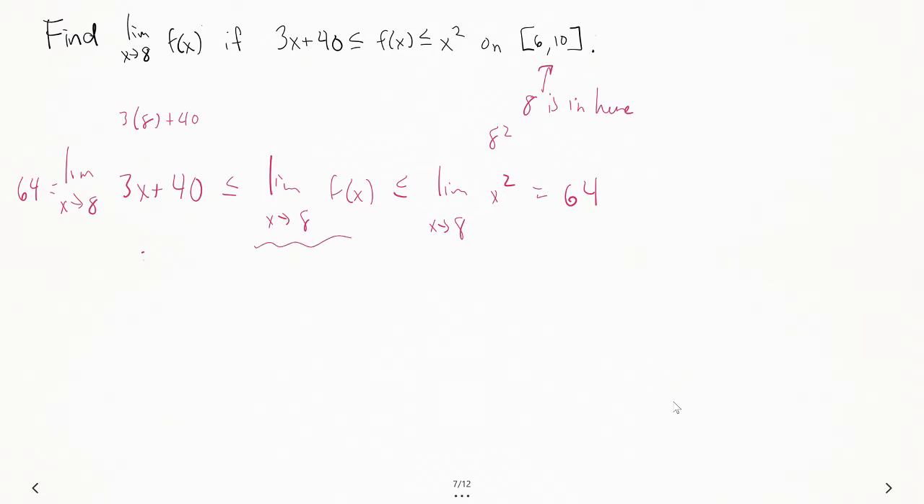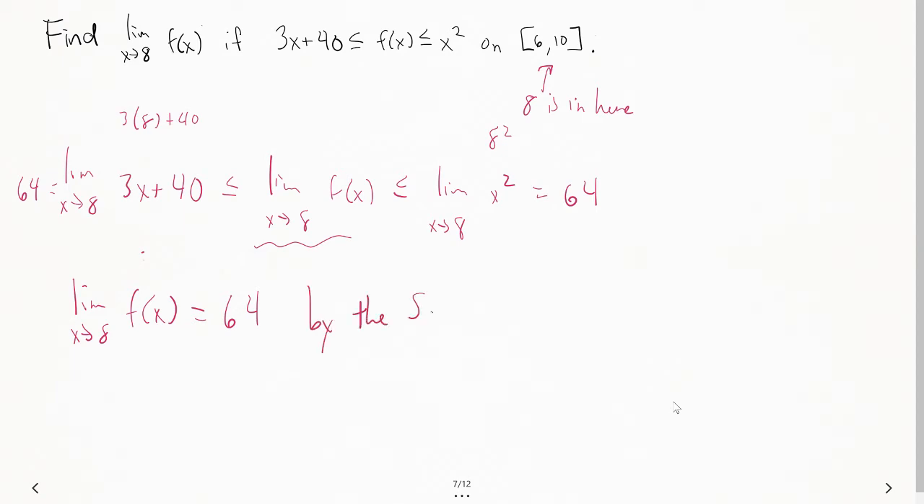So what does that mean? At the end of the day, that means that the limit as x approaches 8, if you have a number between 64 and 64, I bet you I can guess that number, and I would think it would be 64. And that's exactly what our answer is. Just to hit the point home by the squeeze theorem.